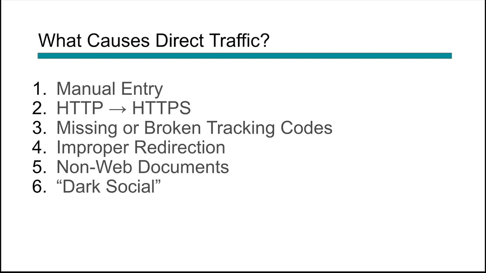Well, there's 6 main things that we're going to look at. The first one is manual entry. The second one is your HTTPS to HTTP redirect. The third one is missing or broken tracking codes. The fourth is improper redirections. 5 is non-web documents. And 6 is dark social. So let's talk about each one of these, what they actually mean and what we can do, if anything, about it to clean up our analytics.